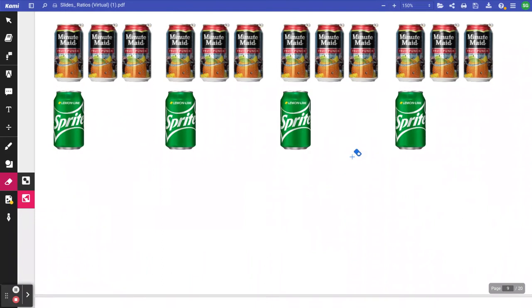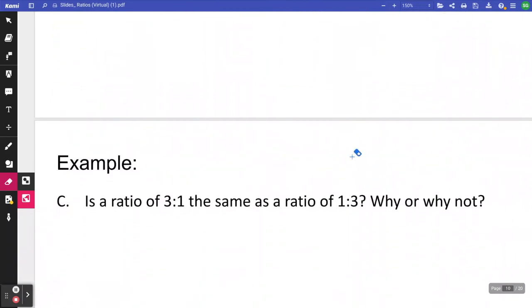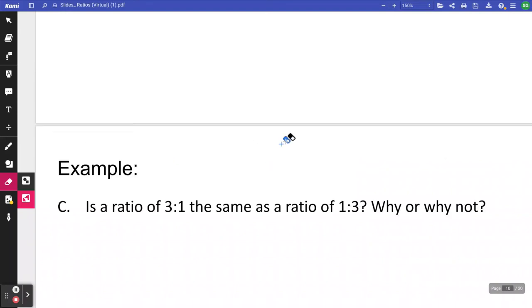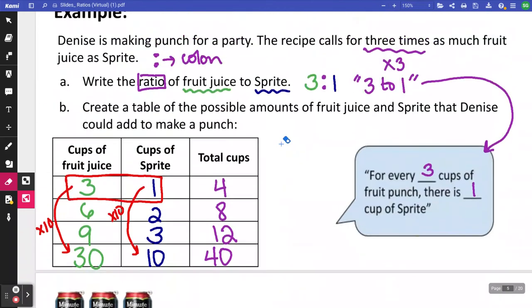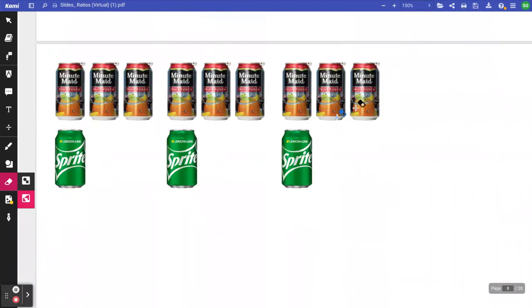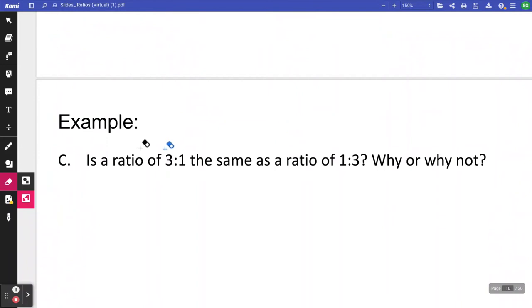Now, one last question with this, and then we're done with the fruit juice and Sprite. The last question is really about what ratios are. And so when we were looking at all these problems, we were working with a ratio of 3 to 1. If I come back to that original ratio we wrote, we said the ratio of fruit juice to Sprite is this ratio of 3 to 1. The question I want to ask now is that ratio the same as the ratio 1 to 3? Why or why not? Pause the video for however long you need to think about this question and see if you can figure out, are those ratios the same or not?